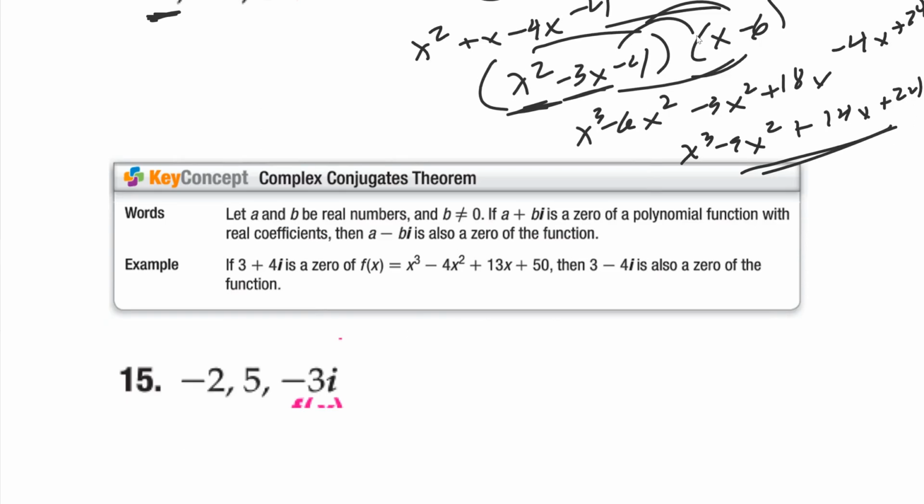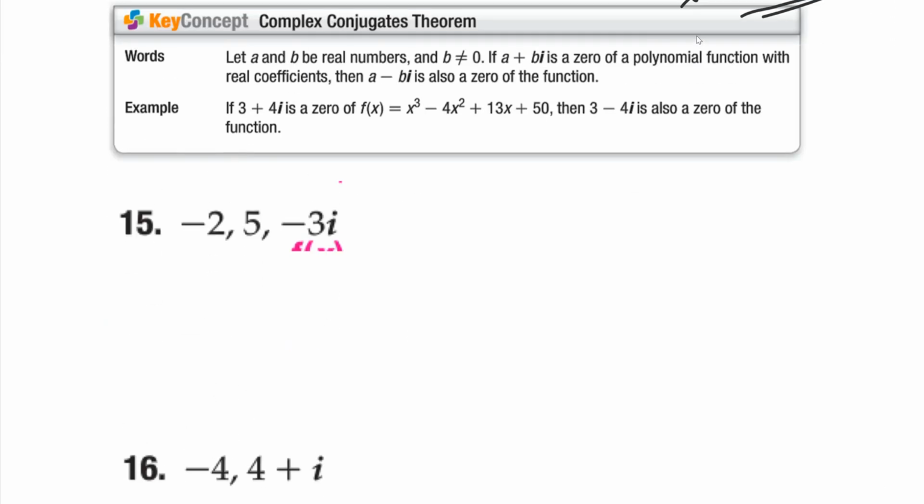Now let's talk about i's. We do the exact same thing for i's, except there's one thing about i's, and it's called the complex conjugate theorem. Like I mentioned before, i's come in pairs.